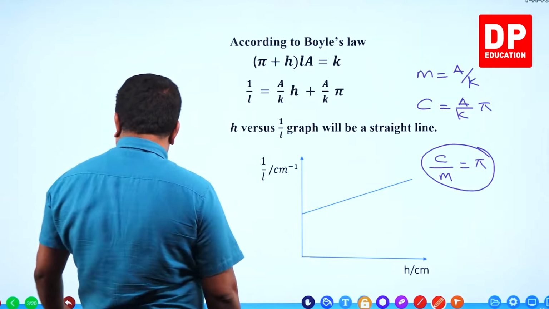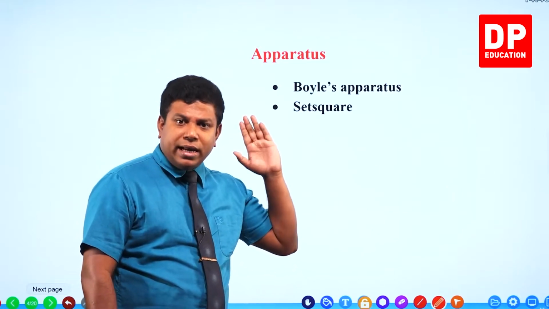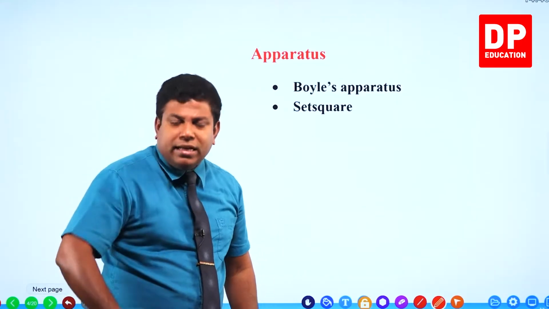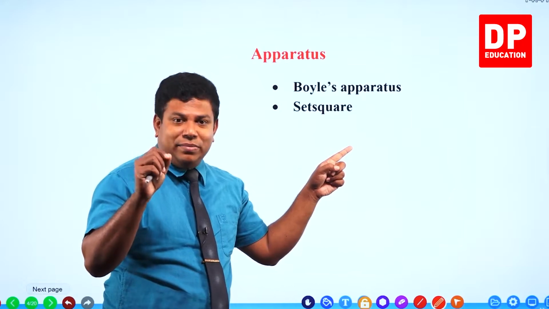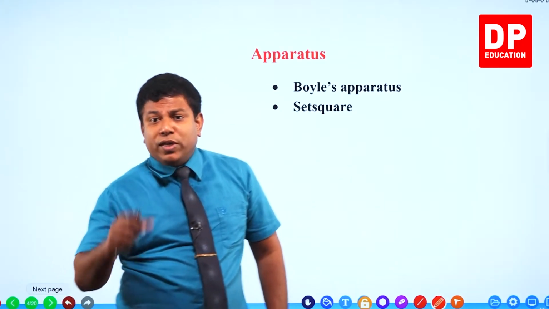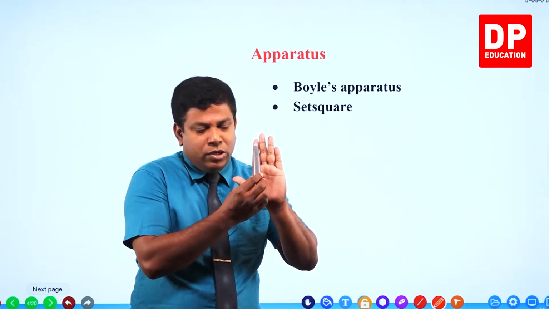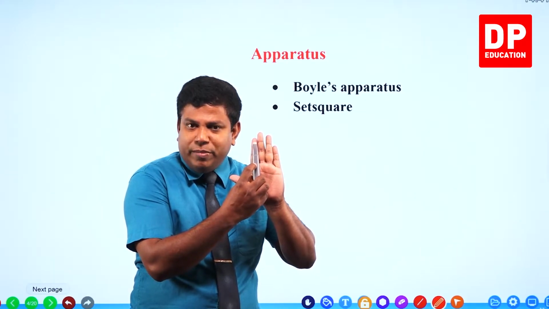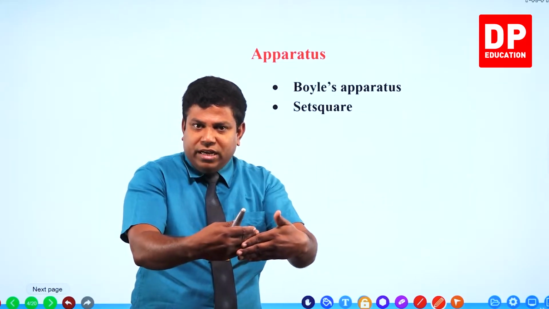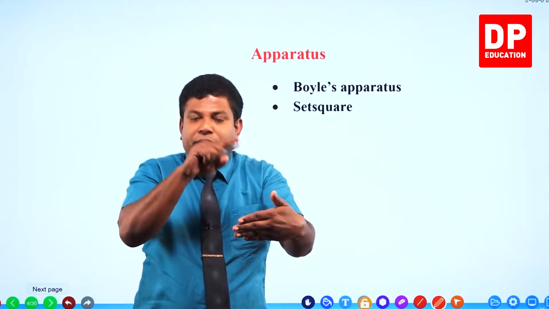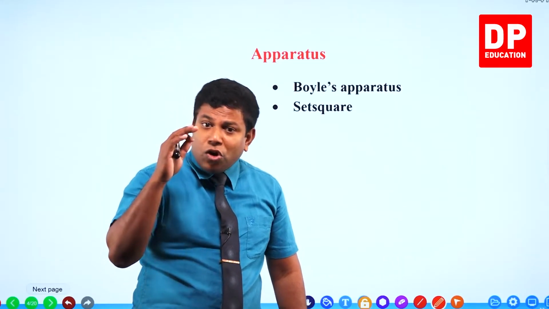Let's see how we are going to do this in the experiment. The apparatus, only two apparatus you need, mainly the Boyle's apparatus, the one I have shown you in the diagram. When we start doing the experiment, we can see the instrument. And a set square. Set square will help you to get the reading correctly, because when you see the apparatus, you will understand the scale is going to be like this and the tube will be like this. Behind the tube is the scale, in front of that you have the tube, within the tube you have the mercury level.